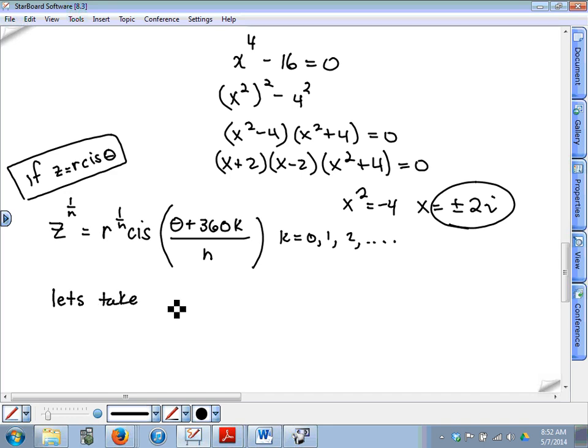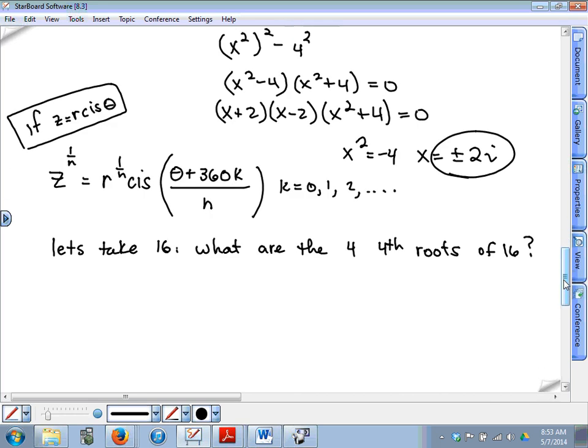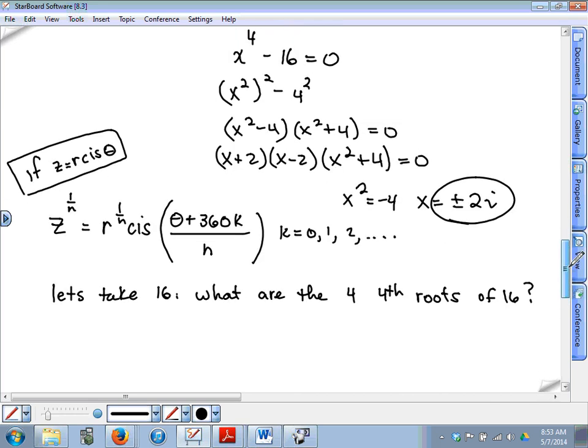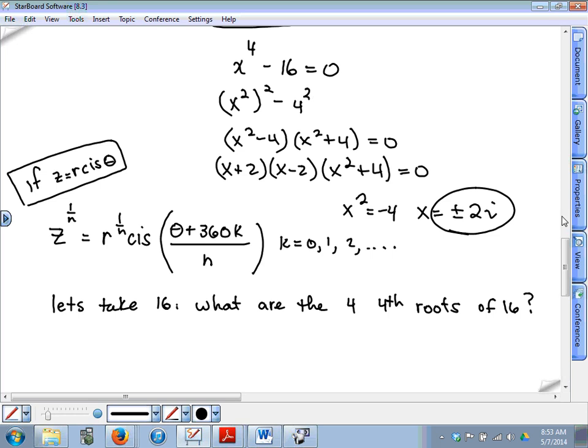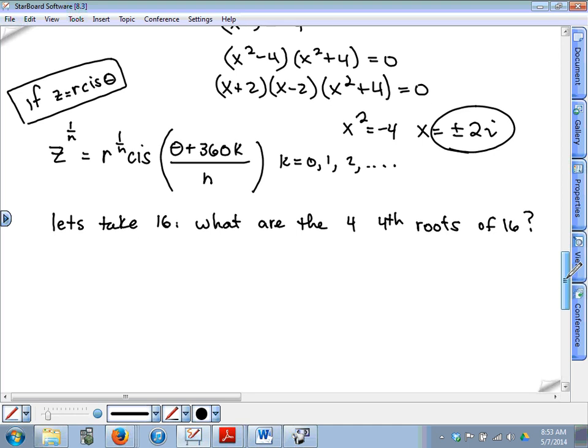So let's take 16 again. And I'm going to ask this question. What are the four fourth roots? This is how it would be asked in a test. What are the four fourth roots of 16? This is exactly how you would see it worded if this were a test question. Now we already know what they are. They're plus or minus 2, plus or minus 2i, but let's use this formula here to find them rather than having to use algebra and polynomials. Because who remembers stuff from 2 or 3 months ago, right?